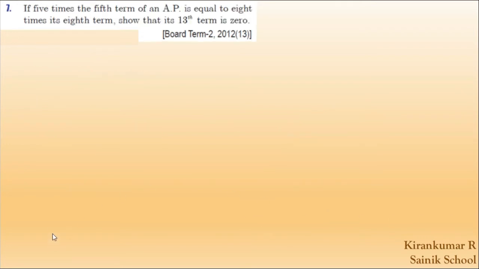Question 7. If 5 times the 5th term of an arithmetic progression is equal to 8 times the 8th term, show that its 13th term is 0. We have already come across this question. It's easy to find. So 5 times the 5th term equals 8 times the 8th term. From this we get the value of a or d. Let's do that.